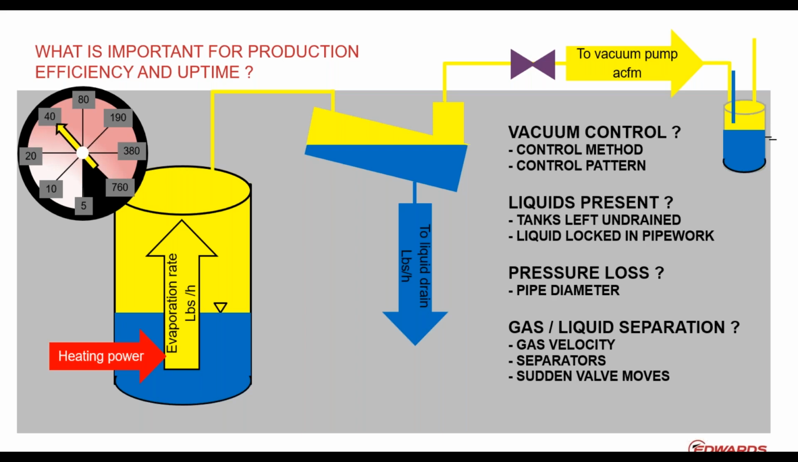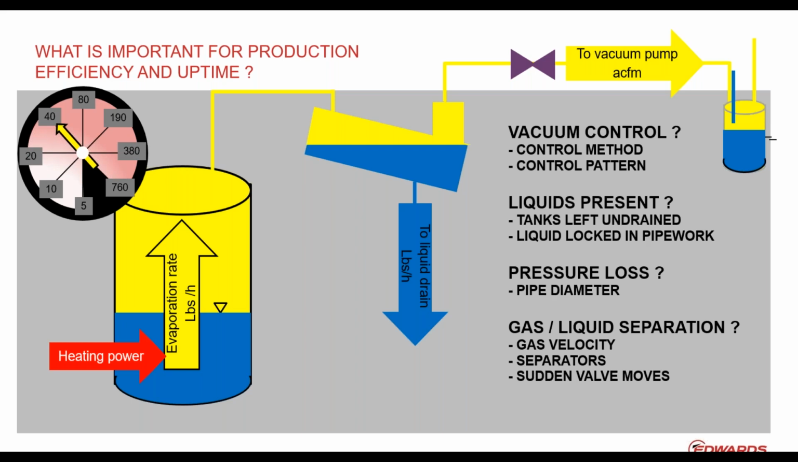Are liquids present? Are any tanks left undrained? What's in the tanks? Is it the light boiling fraction? Now you basically have your vacuum system re-evaporating your light boiling fraction. It doesn't do anything on your reactor. Is there a possibility that liquids lock the pipe works?